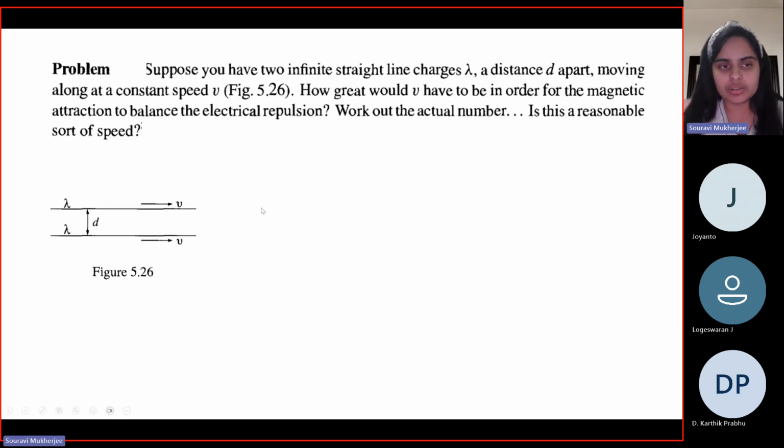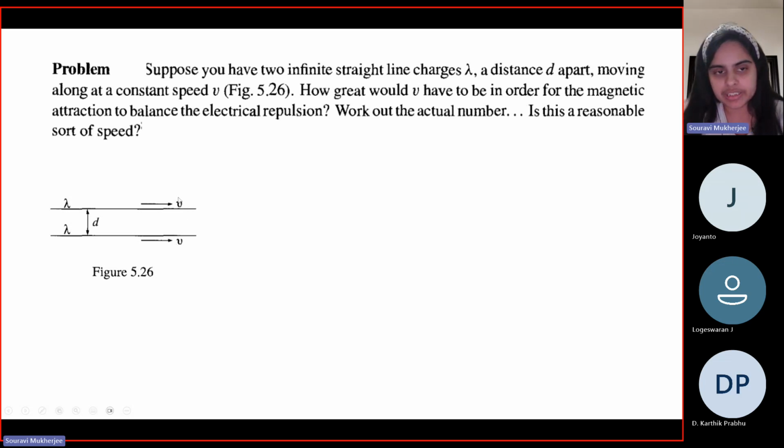Now consider you have two infinite straight line charges, with lambda the charge per unit length, moving at some constant velocity v, and they are a distance d apart. The question asks how great v would have to be in order for the magnetic attraction to balance the electrical repulsion. So first, you have two charge distributions moving at some constant velocities.